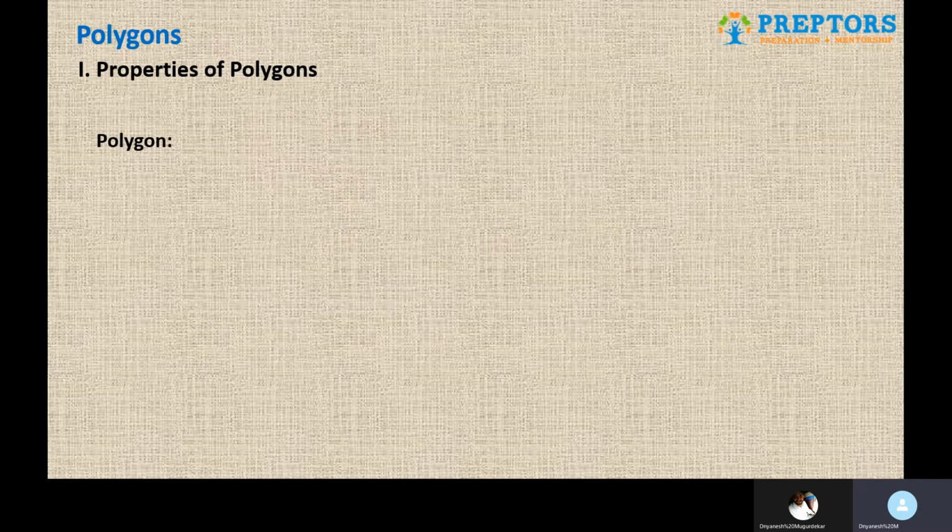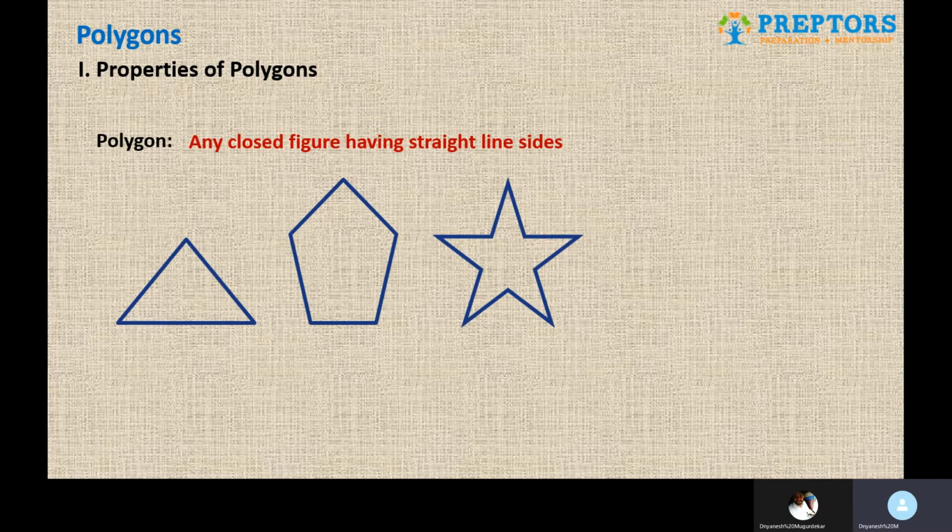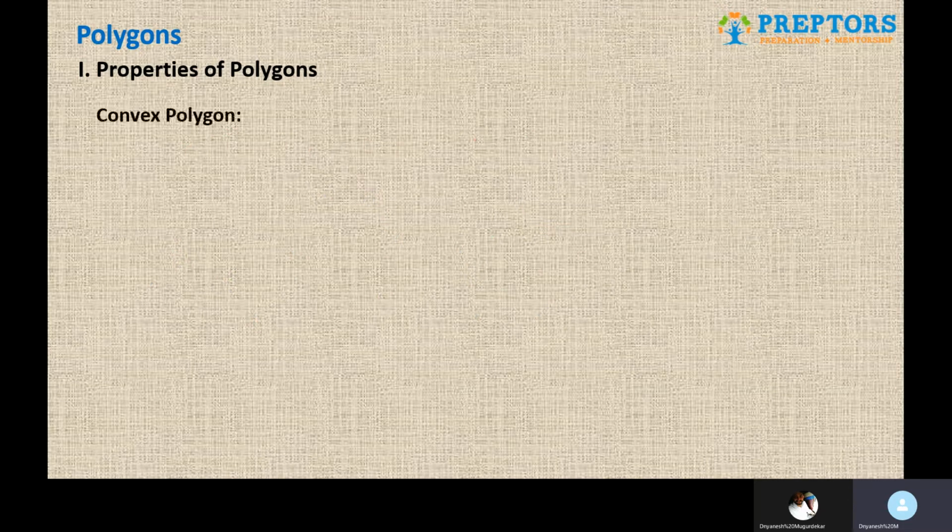Start with this. A polygon is defined as any closed figure having straight line sides. Then these are the different types of polygon: three sides triangle, five sides pentagon, a star shaped, etc. These polygons can be classified into two types. One is convex polygon, one is concave polygon.